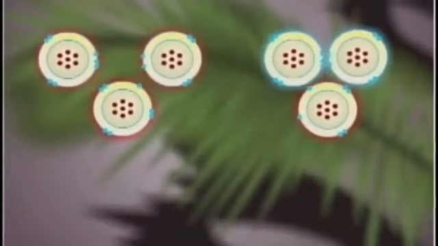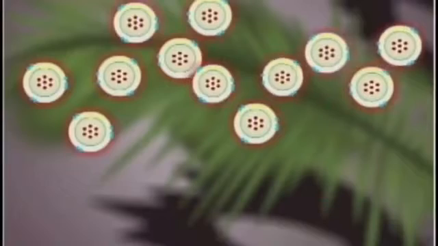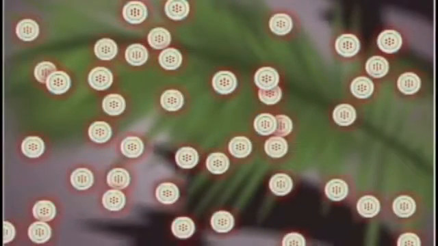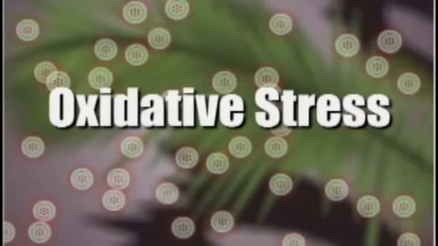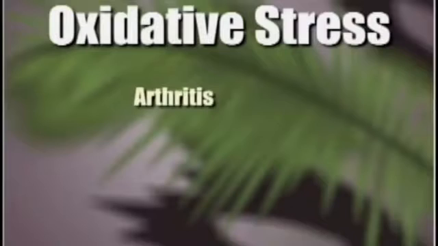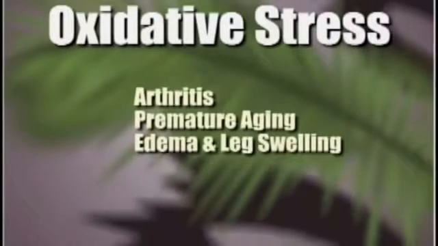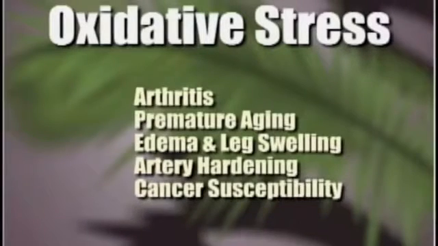This can cause a chain reaction to occur, resulting in the disruption of millions of nearby molecules. This chain reaction is known as oxidative stress, and many experts agree that oxidative stress is thought to be leading causes for such things as arthritis, premature aging, edema, and leg swelling, hardening of the arteries, and even an increased susceptibility to cancers. We can see the results of this oxidation in our everyday environment, such as a rusting piece of metal or fruit that's exposed to air.